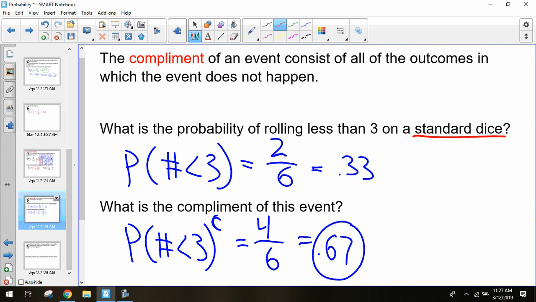What do you notice about the answers to both these problems?